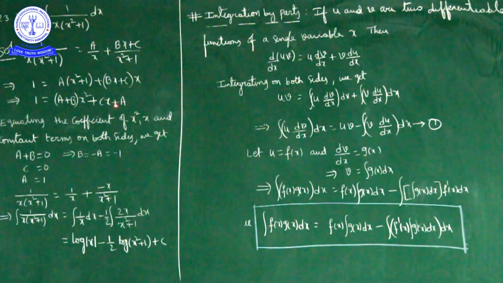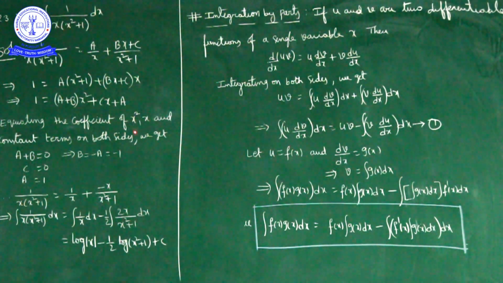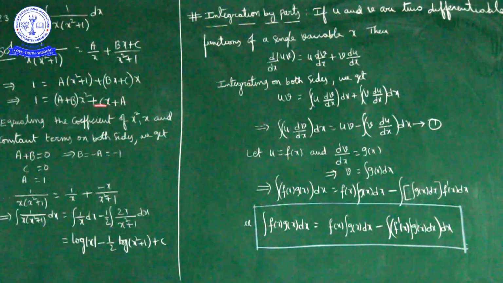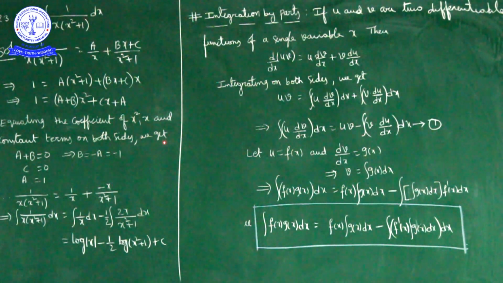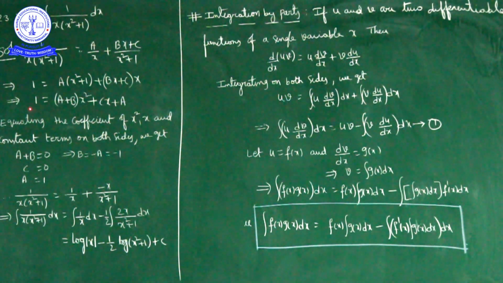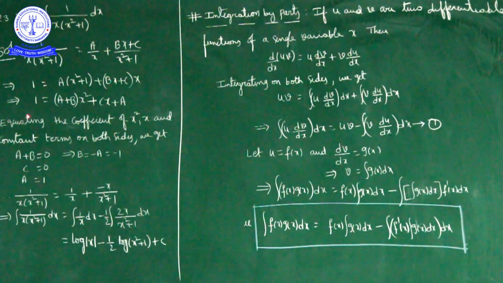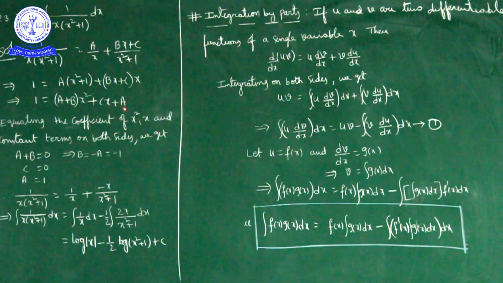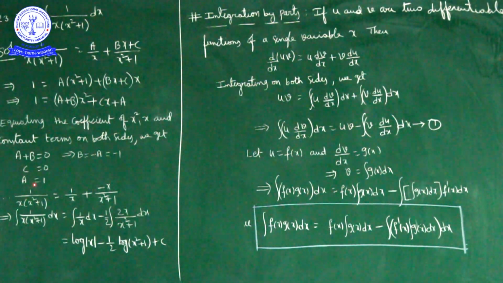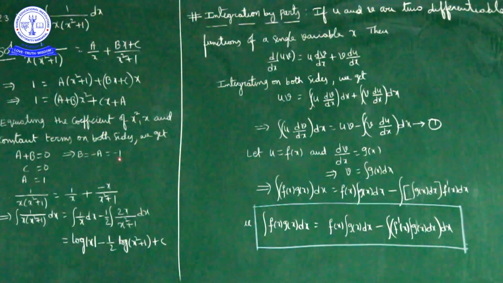Constant term is a. Now to find the values of a, b, c, we equate the coefficient of x squared, the coefficient of x, and the constant term on both sides. Equating the coefficient of x squared: a plus b is equal to 0. Coefficient of x: c on this side, 0 on the other side, so c equals 0. Constant term: a equals 1. So a equals 1, c equals 0, and b equals minus a, which is nothing but minus 1.